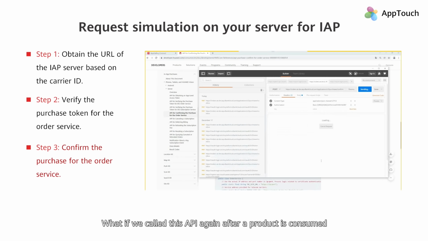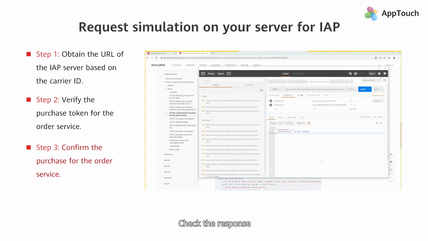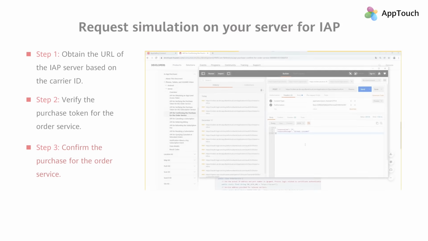What if we call this API again after a product is consumed? Let's have a try. Check the response. The response code is 9 and the response message this time is already consumed. That means this product is already consumed and can be purchased again. This is unique for consumables. That is, the consumption API needs to be called to consume the products after they are successfully purchased.